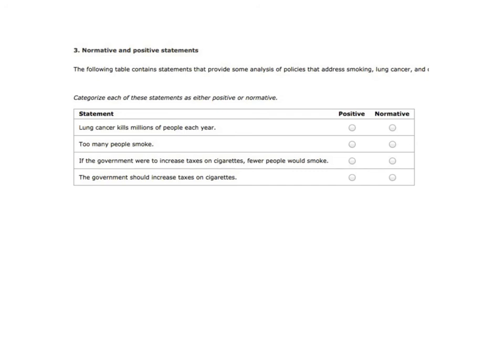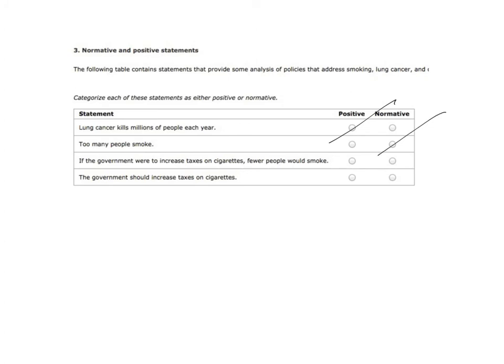Then the last question here is about normative and positive statements. Just looking at these to see if they're normative or positive. Positive means it's fact-based, it's provable, you can look up the data. Normative means it's opinion-based. So lung cancer kills millions of people each year. That's a positive statement, right? You can go check that and see how many people die from lung cancer every year. Too many people smoke. That's a normative statement.